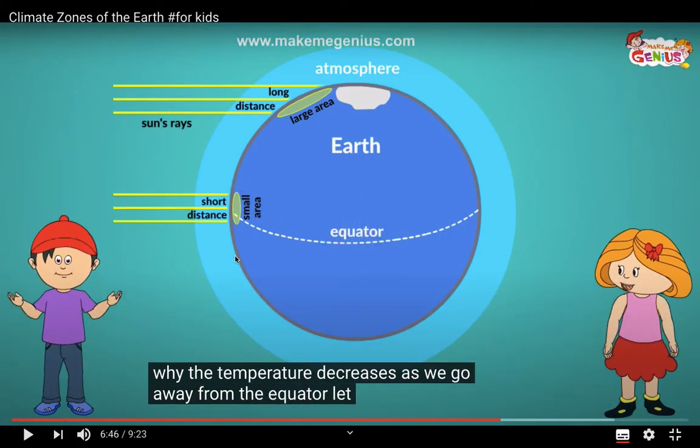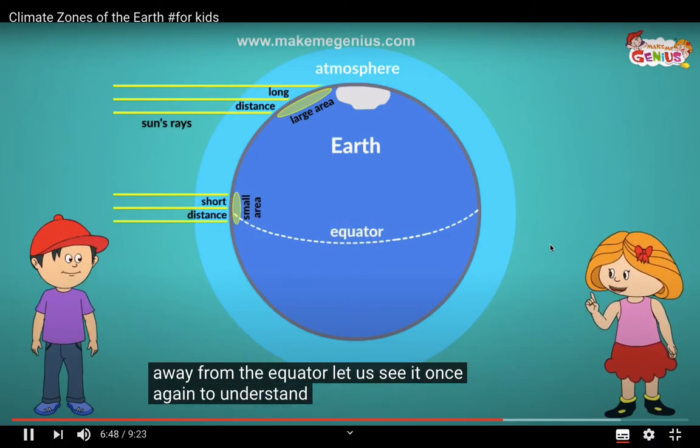So that means in the area near the equator, the same amount of sun energy is concentrated on a smaller area compared to areas away from the equator. So that's why within this smaller area, the temperature will be greater. For the area away from the equator, they get a larger area with the same amount of sun energy, so they will have a lower temperature. Let us see it once again to understand it more.